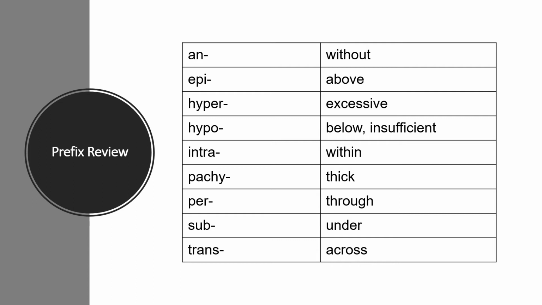Okay, and let's review these prefixes that were introduced in Chapter 3 because we're going to use them to build dermatology terms as well. A means without, epi, above, hyper, excessive, hypo, below or insufficient. Intra means within, pachy, thick, per, through, sub means under, and trans, across.